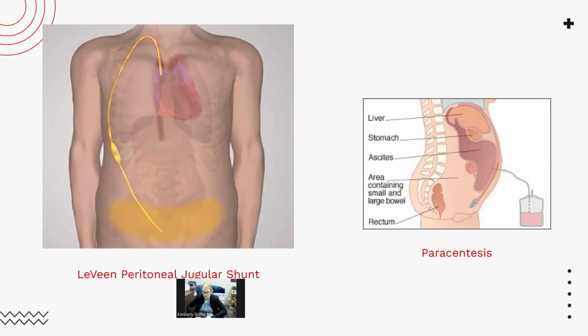So for the paracentesis, to position them, you have to set them upright on the edge of the bed or in a high Fowler position. And then you should empty their bladder prior to the procedure to avoid puncturing the bladder. You want to obtain baseline vital signs and a baseline abdominal girth and weight and baseline labs.